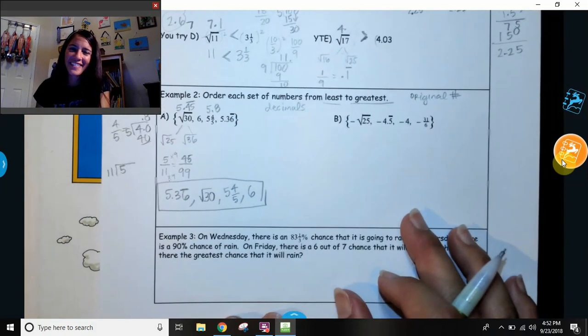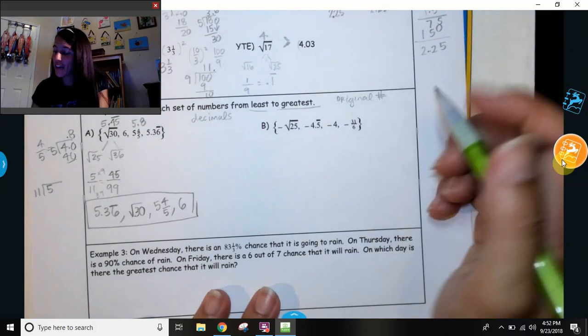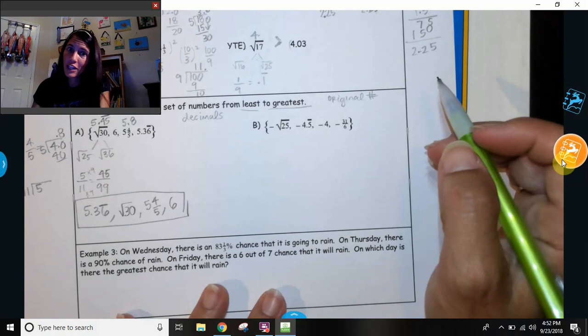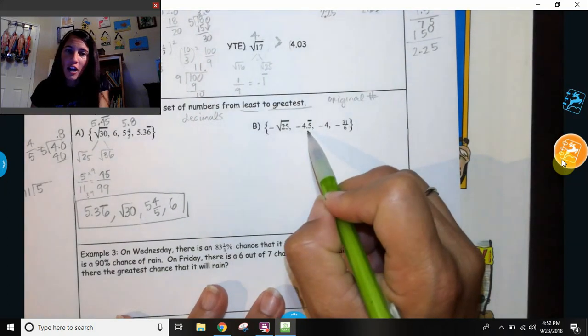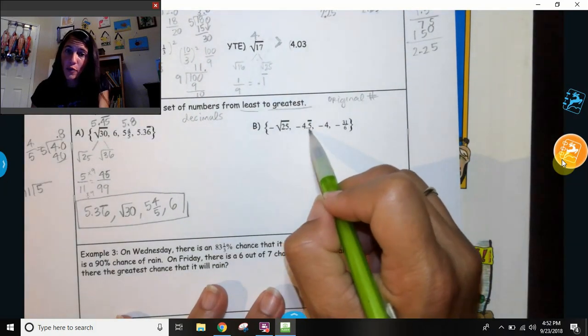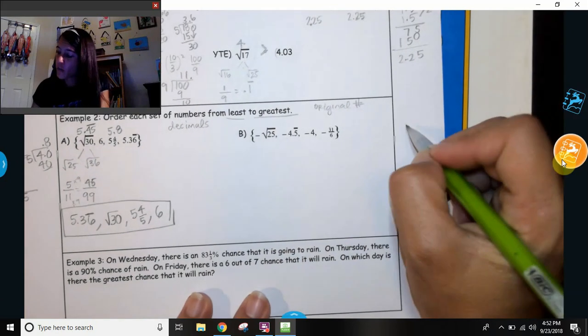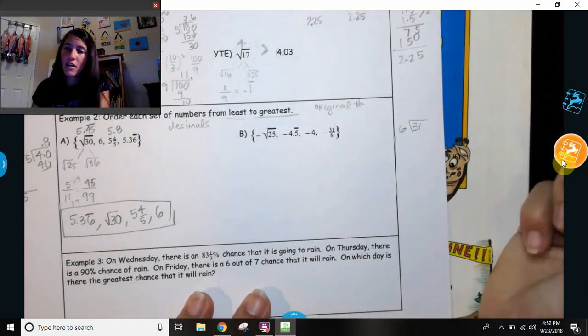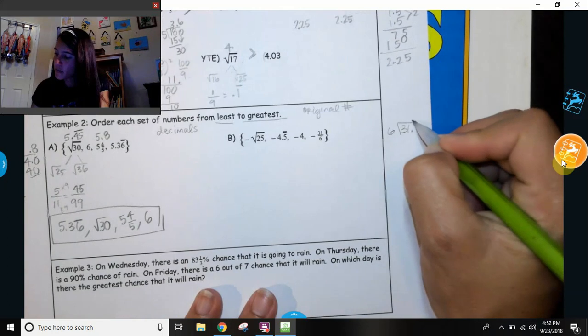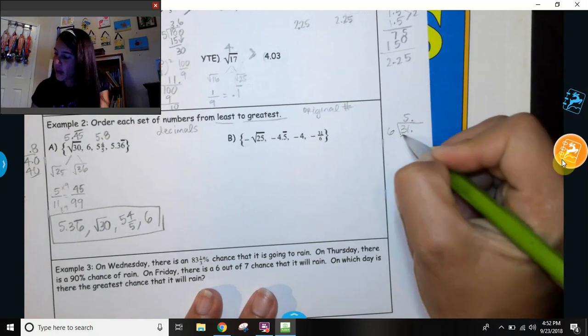Okay? So now let's do B together. B's are all negative. So remember when you have negatives, you're going to think differently. I already have negative 5.5, negative 4.5 repeating, and negative 4. So let's go ahead and change negative 31 over 6 into a decimal. That's going to be 5.